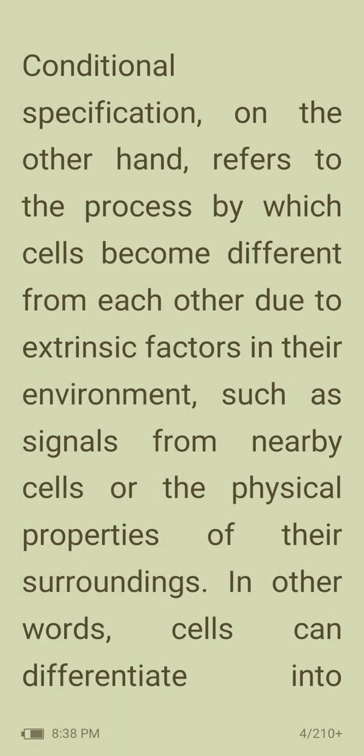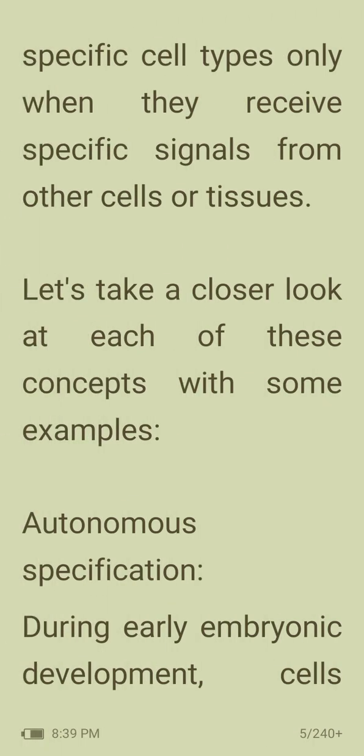But conditional specification, on the other hand, refers to the process by which cells become different from each other due to extrinsic factors in their environment, such as signals from nearby cells or the physical properties of their surroundings. In other words, cells can differentiate into specific cell types only when they receive specific signals from other cells or tissues.